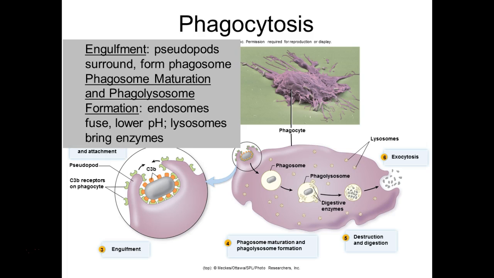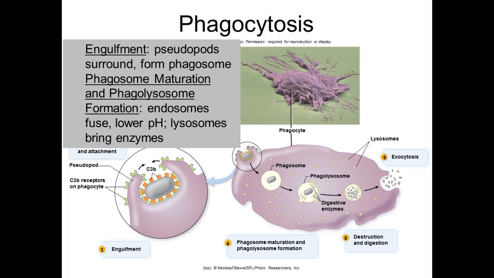So they're going to engulf it in that vesicle, and then that vesicle is going to fuse with lysosomes. And lysosomes, remember, are vesicles that contain digestive enzymes. So those lysosomes are going to fuse with the phagosome. So guess what they do with the name? They fuse it, right? It becomes a phagolysosome, right? Put the two parts together.